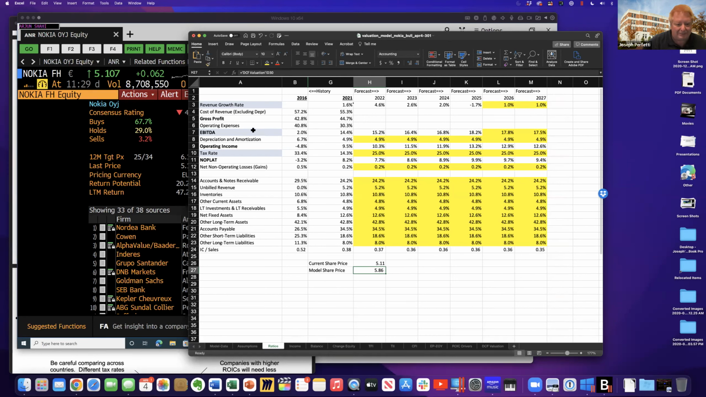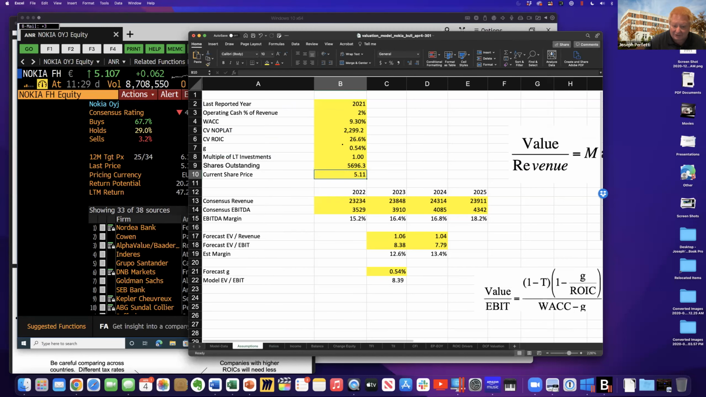Potentially revenue growth rate, potentially EBITDA, potentially tax rate, potentially g, primarily. Now you can change anything, but as I said, that was the 80-20 of the valuation. I also don't think the long-term growth prospects in Nokia are going to change that much. I think 0.5% per year in the long term is fairly reasonable.